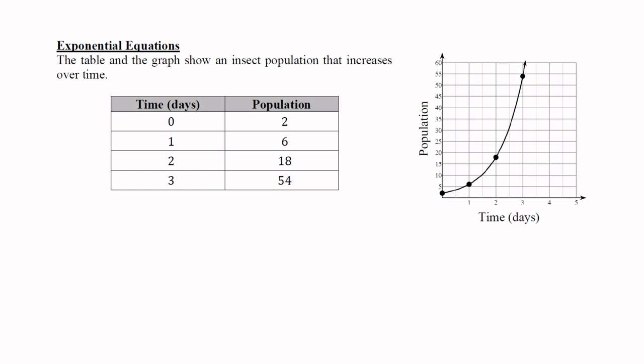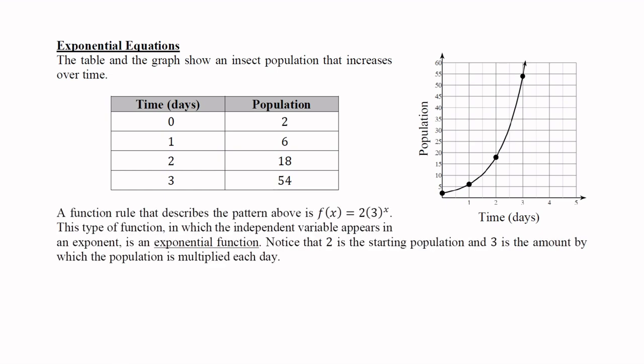You can see time is listed in the first column, population is listed in the second column of our table. And you'll notice that the population grows more rapidly the farther along we go. And it looks like the graph here on the right. A function rule that describes the pattern is f of x equals 2 times 3 to the x.